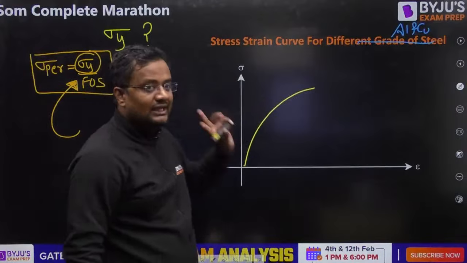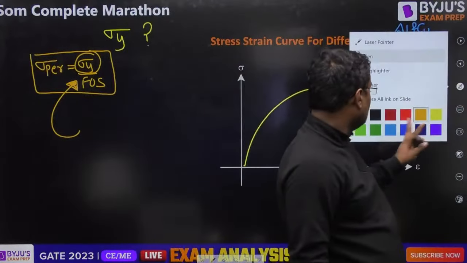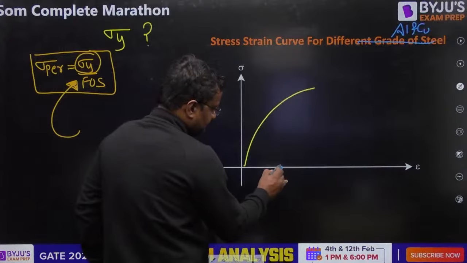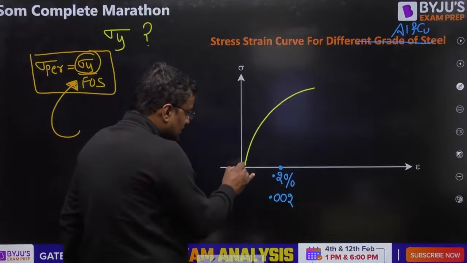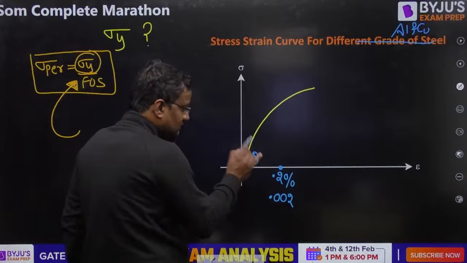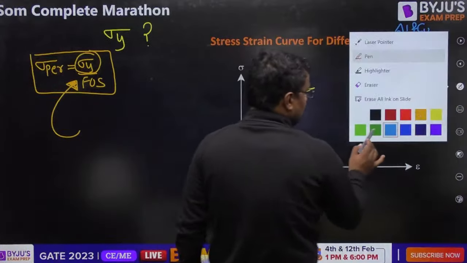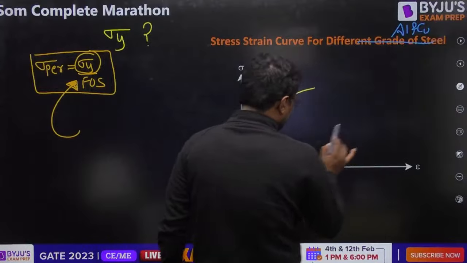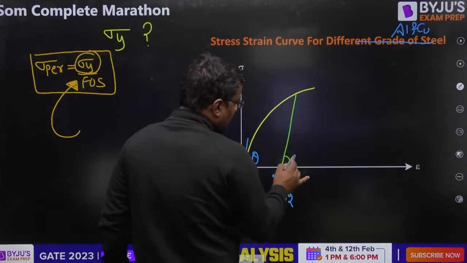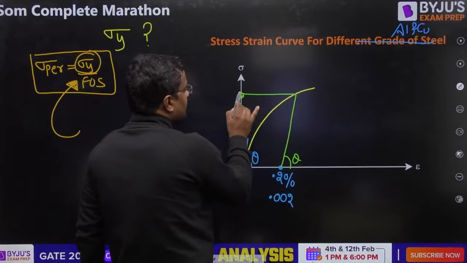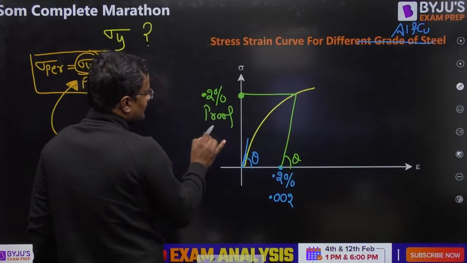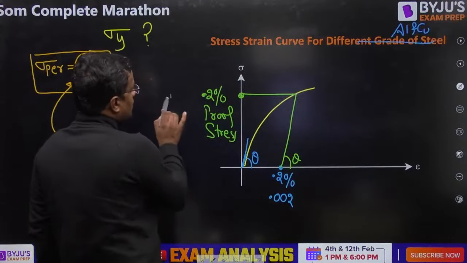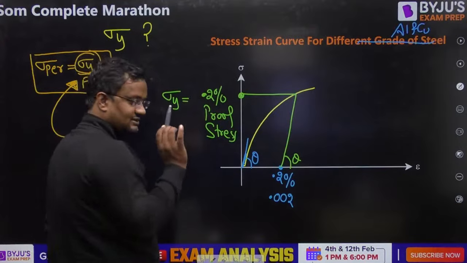So where there is no clear yielding, what we do is go to 0.2% strain. 0.2% strain means 0.002. The initial slope of this line is theta. From here, with the angle theta, we go here. Whatever value comes is called the 0.2% proof stress, or it is called the yield stress.